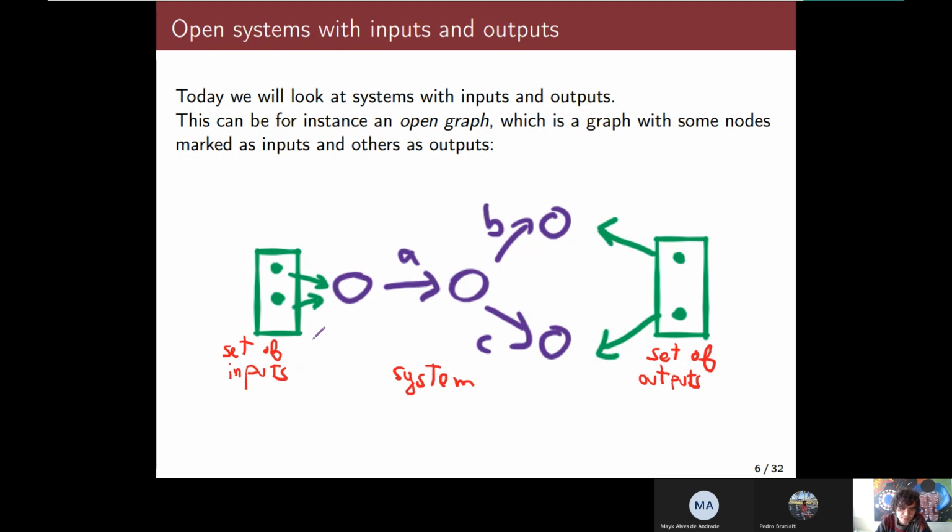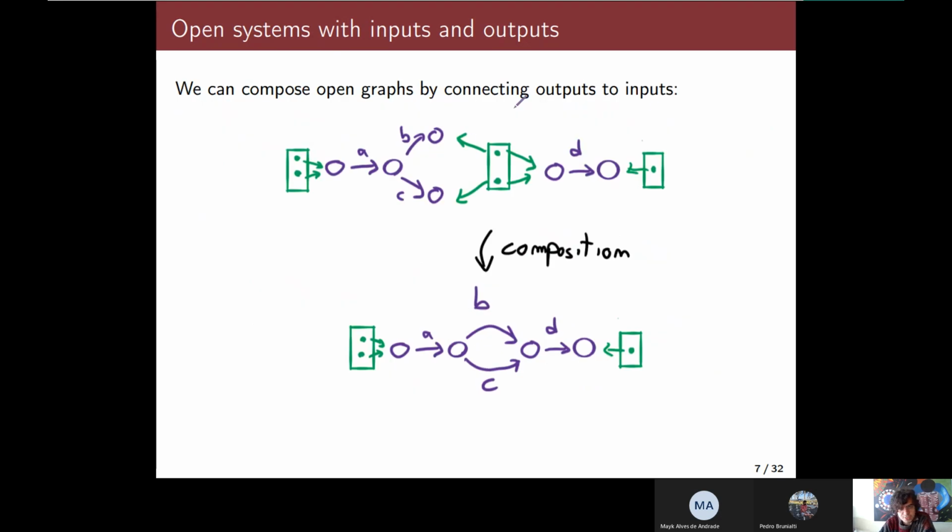So this is the main idea here, and this will always be the picture to have in mind: you have a set of inputs, a set of outputs, marking your system as inputs and as outputs. And so such open graphs can be composed by gluing outputs to inputs. So for instance, we have this open graph here, which has these markings on this node. This is an input of this graph, this is an output, and this is an input of this graph. So they are marked by the same set of inputs slash outputs.